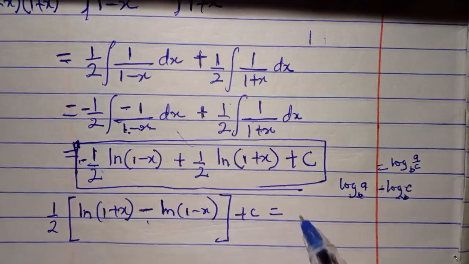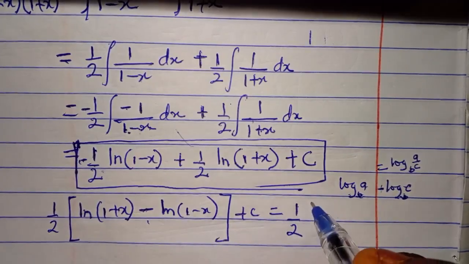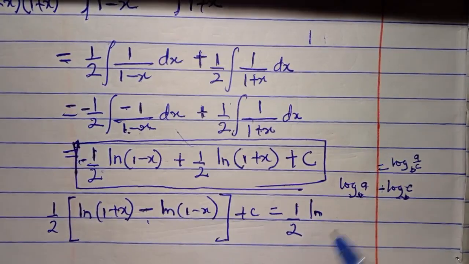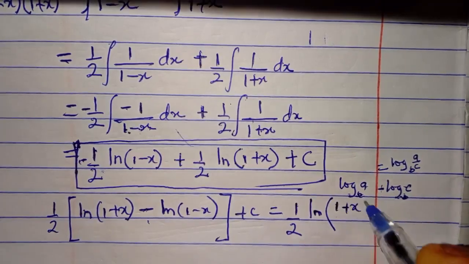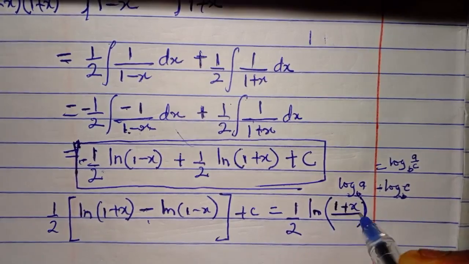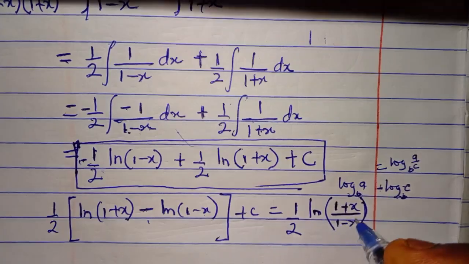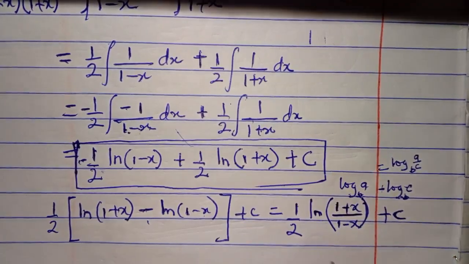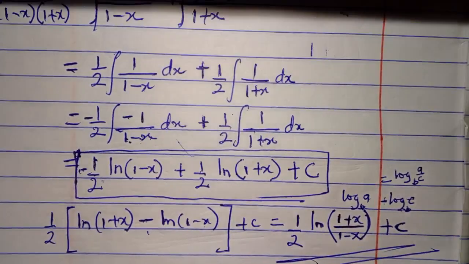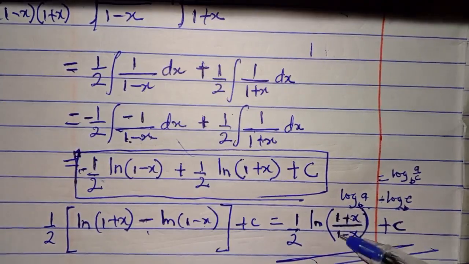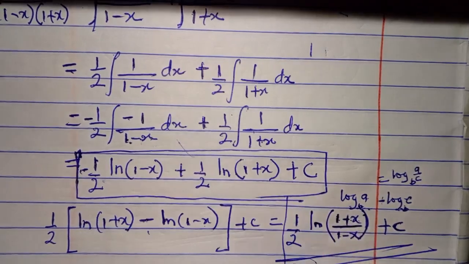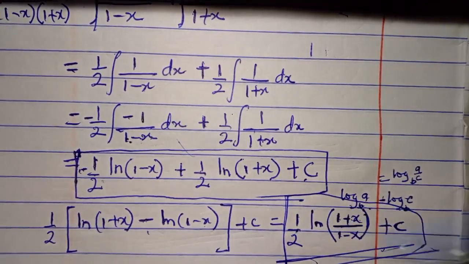On this note, this becomes 1 all over 2 into the natural logarithm of 1 plus x divided by 1 minus x, plus c. So we can leave it this way. Or if we apply another law of logarithm, this 1 over 2 will stand as a power of 1 plus x all over 1 minus x. Whichever one, any of these two is the integral to that particular question.